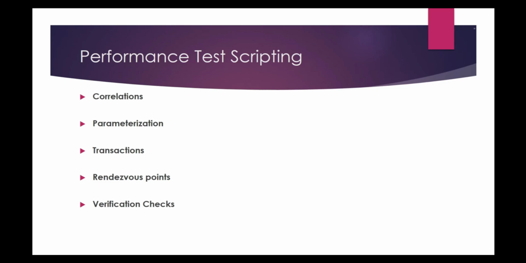A performance testing script consists of correlations, parameterization, transactions, rendezvous point, and verification checks. Correlation is done to resolve dynamic server values such as session ID or cookies. Most of the commercial performance testing tools support both manual and automatic correlations.